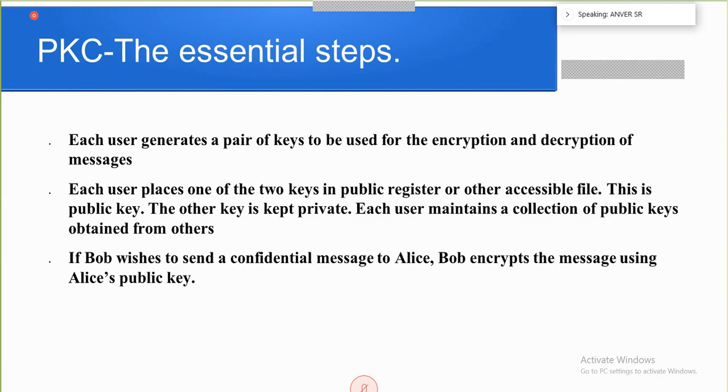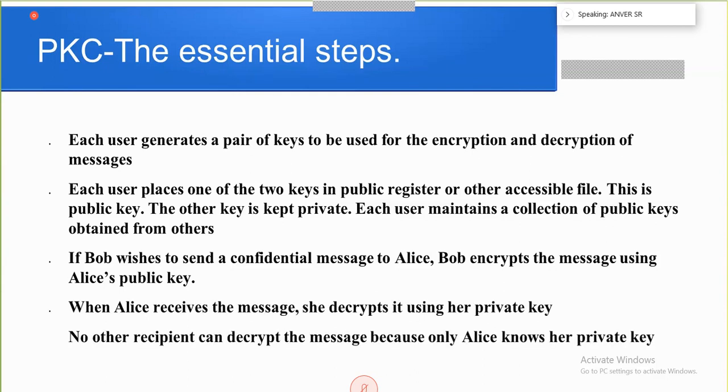This is the public key. The other key is kept private, and each user maintains a collection of public keys obtained from others. That is, every user has the public keys of all others, because if he wants to communicate with any other person, he can encrypt using the public key of that person.